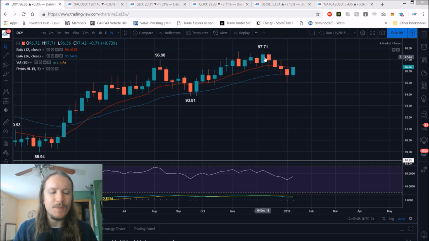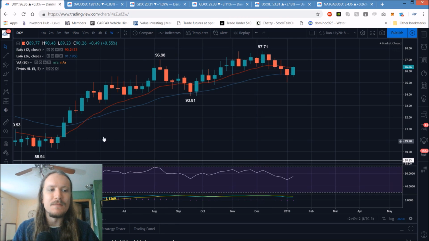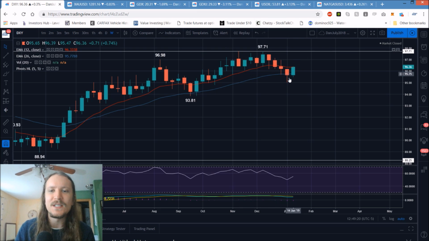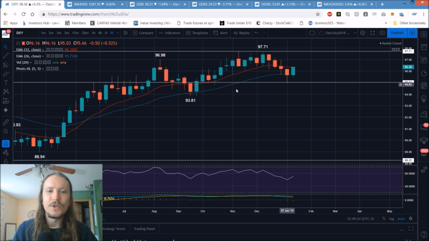We're going to anticipate a weekly lower high compared to 97.71 is the most likely scenario to form, and we'll be watching for any weakness on the daily to indicate that our weekly lower high has been set. So our new key support, 95.03. Also looking down at 93.81 as a very key support level.